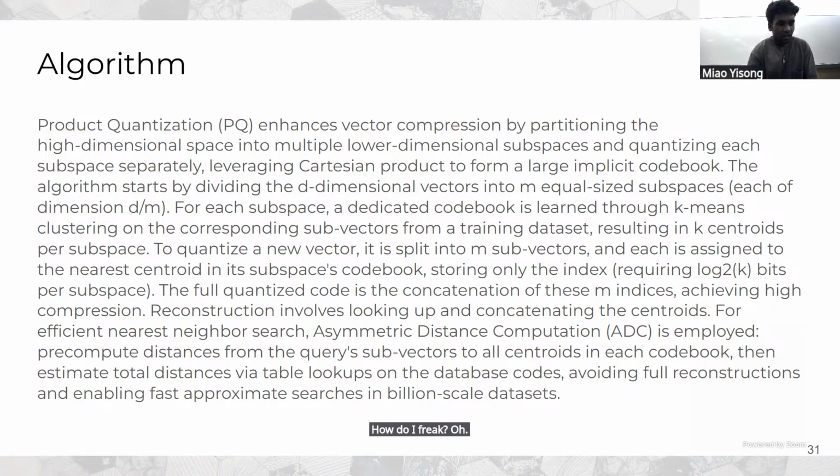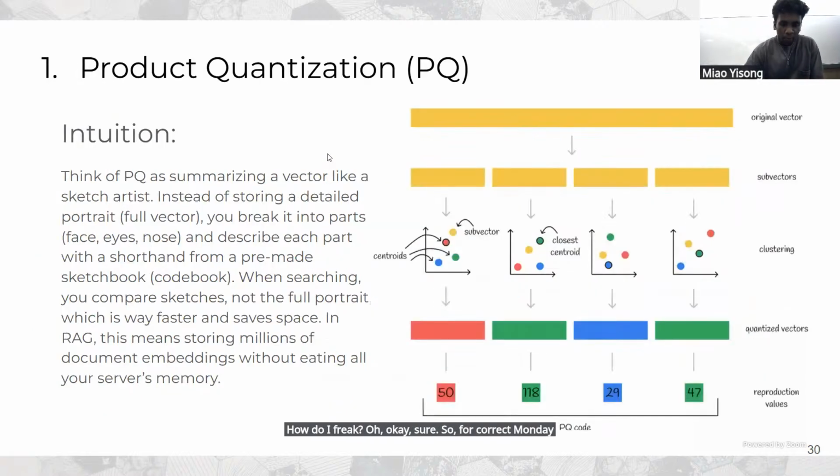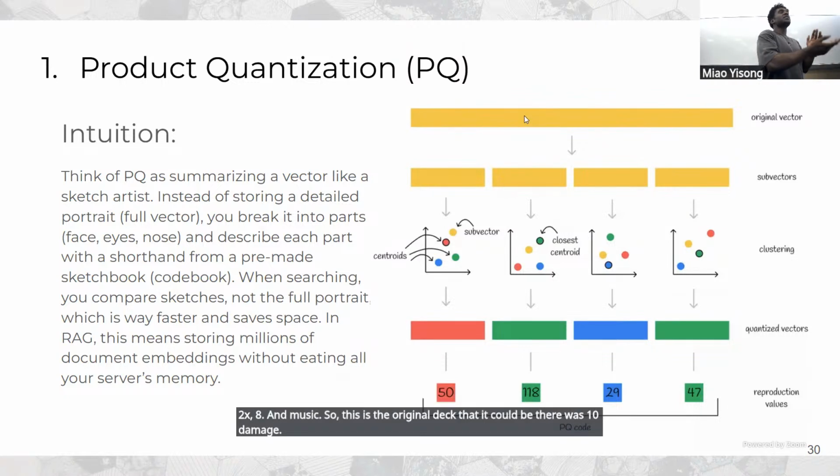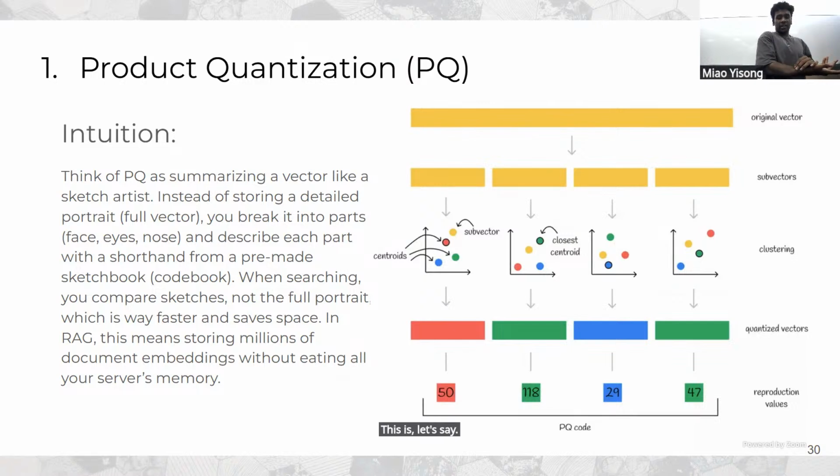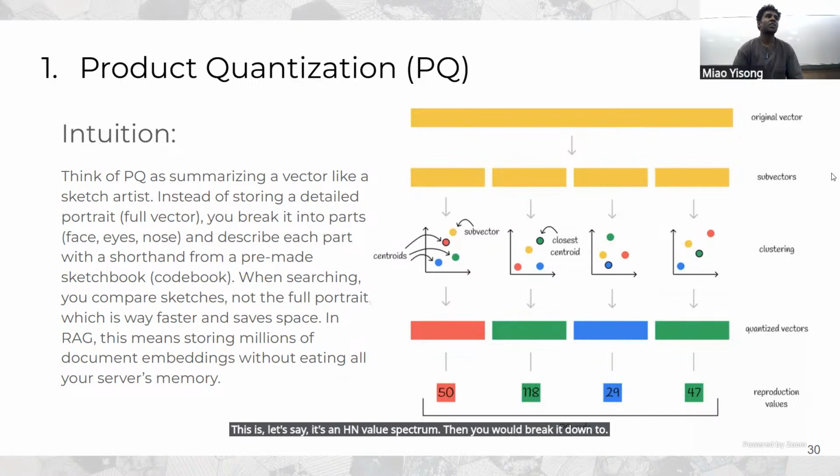Oh, okay, sure. So for product quantization, let's go back to this diagram, which should explain it. So this is your original vector. It could be your n dimensional vector. In this case, let's say it's an n dimensional vector. Then you would break it down into smaller subvectors, which will be of a lower dimension. That's why the analogy of your face comes into place. So you have your face, your original vector, and your eyes, nose, mouth, and any other parts are your subvectors.